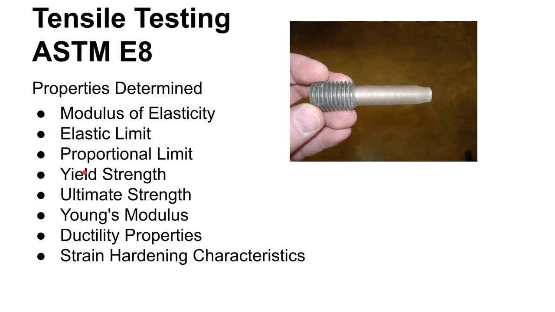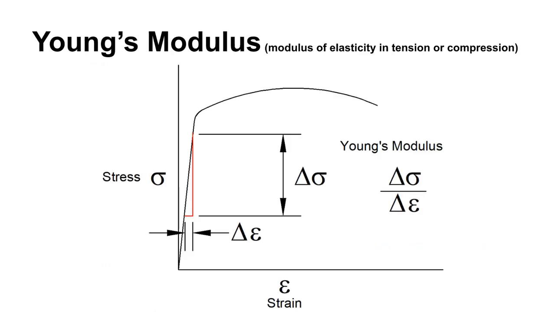Let's see, also the proportional limit. We'll look at that in a little more detail here in a second. The yield strength, the ultimate strength, Young's modulus, which is the modulus of elasticity if we're doing a tensile test. We'll talk about ductility and how to characterize and quantify the ductility of a material, and a little bit about strain hardening. All right, so let's go back and take another look at Young's modulus.